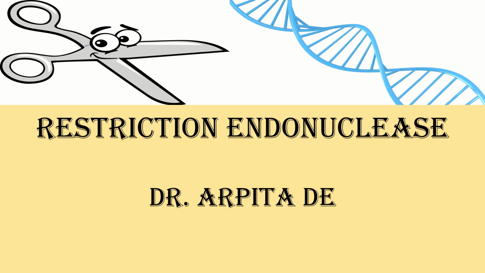Today we will be discussing restriction endonuclease. Here from this picture we get to see two things. One is a scissor and the other is a molecule of DNA. Now how can we link these two things? Restriction endonuclease or restriction enzymes are used to cut the DNA at specific regions. We call them specific sites.